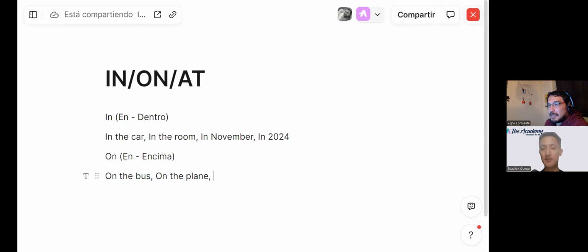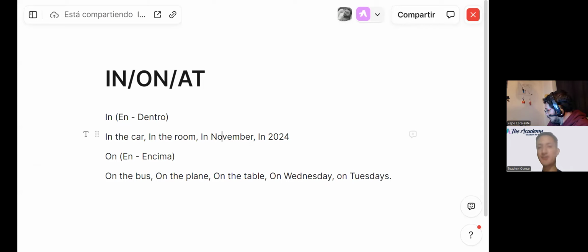Also remember the literal translation of on is "encima", no? For example, on the table, "encima de la mesa". And for days we use on. On Wednesday. I did it on Tuesdays. For days, right? Because for months and for years, we use in.